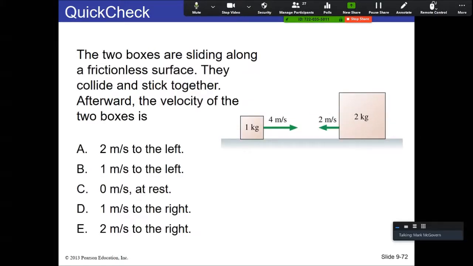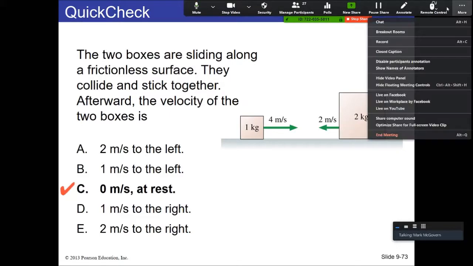Now, in this situation, we have both objects traveling towards each other. So the 1 kilogram is going to the right at 4, 2 kilograms going to the left at 2. They're going to collide and stick. Inelastic collision. Conservation of momentum works here. The answer here is... drum roll. 0. That was 0. Why?